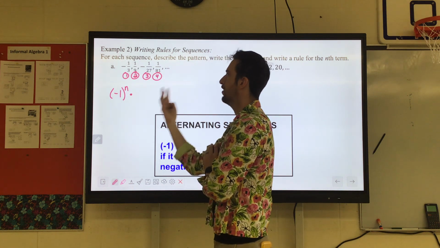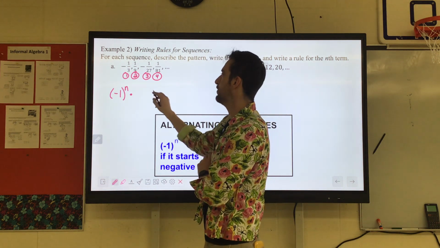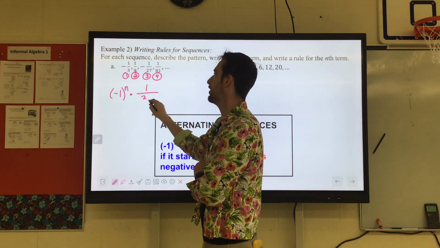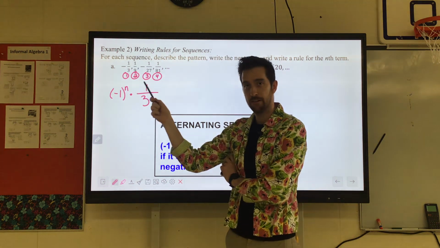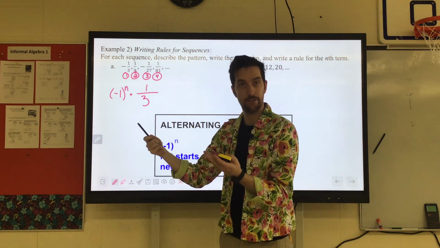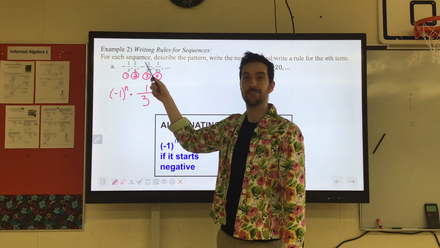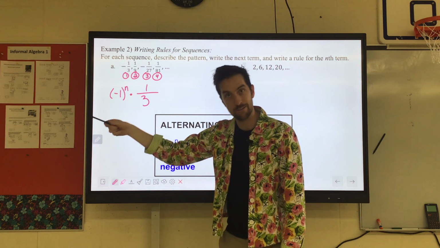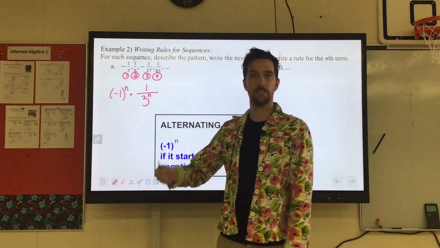if you look, all the denominators, it's multiplying by 3. So let's maybe think of like 3 to the whatever power. Our first term is 1 over 3. That's 3 to the first power, right? The second term is 1 over 9. 9 is 3 to the second power. So it's always 3 to the n power, 3 to the term number.